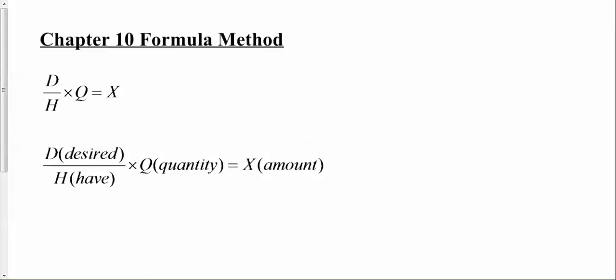Now, in Chapter 10, we said we're going to use the formula method, and the formula is stated on the screen, and it's D divided by H times Q is equal to the amount that is desired. Now, the D in the numerator stands for what is desired from the physician. That might be a certain number of milligrams or a certain number of grams of the medication. So D is desired, and it is what is ordered. So I'll write order up there.